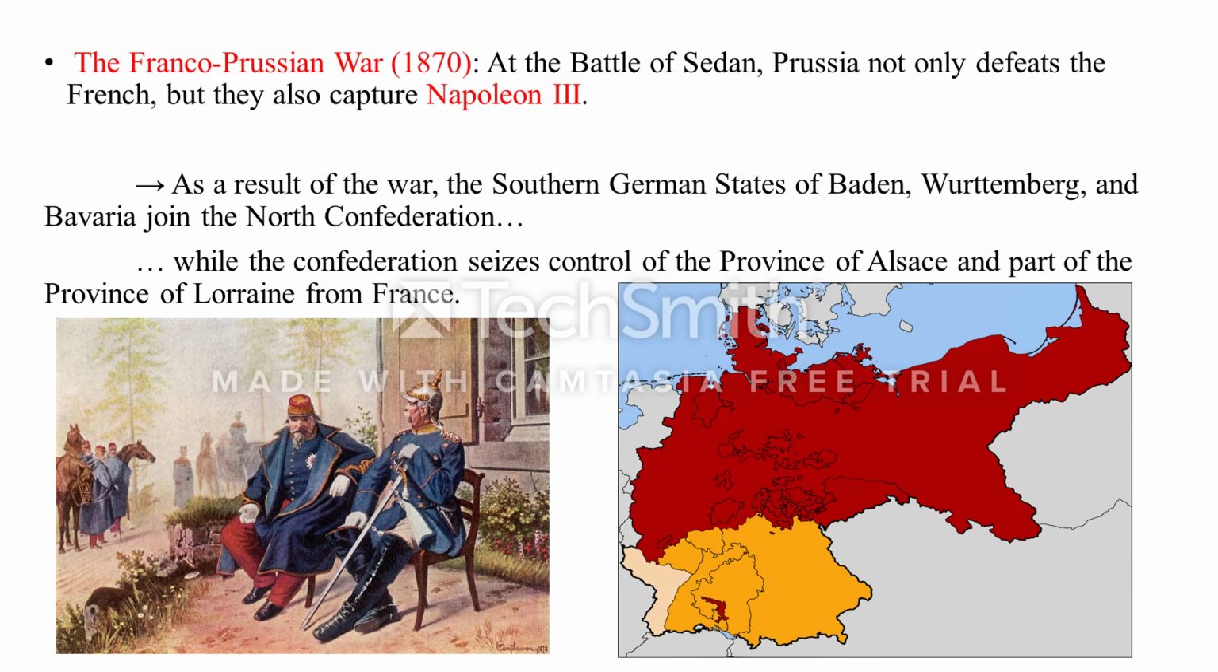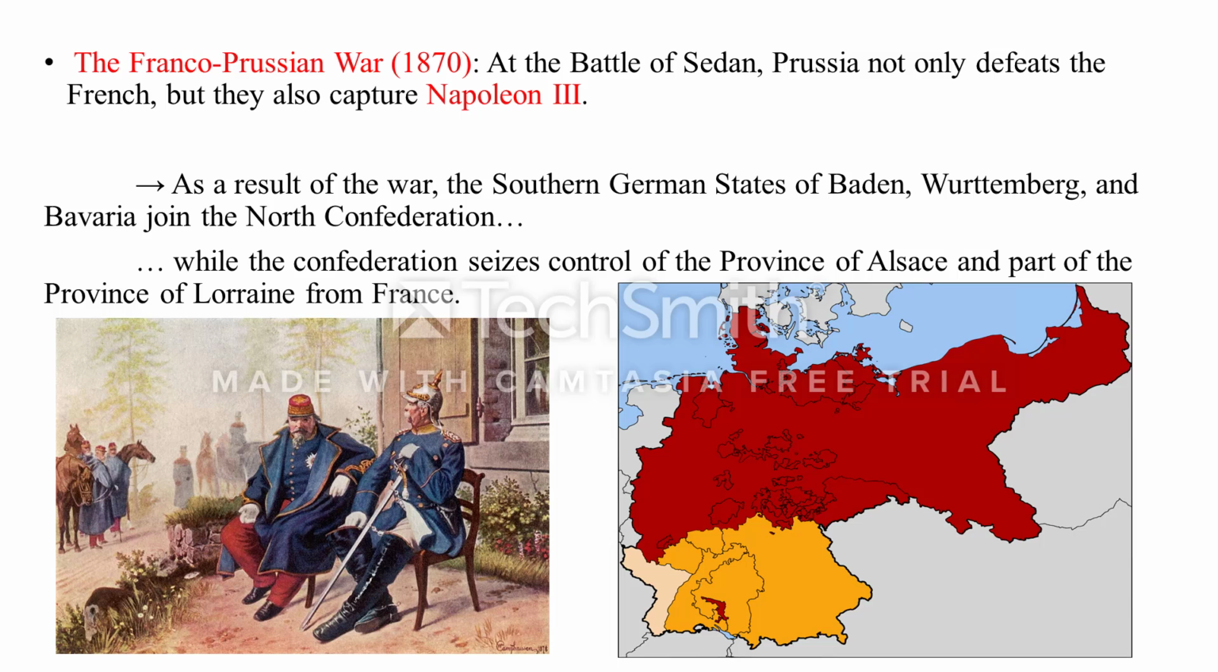After uniting the northern German states together, in 1870, Bismarck starts the Franco-Prussian War. At the Battle of Sedan, Prussia not only defeats the French, but also captures Napoleon III. As a result of the war, the southern German states of Baden, Württemberg, and Bavaria joined the North German Confederation, while the Confederation seizes control of the province of Alsace and part of the province of Lorraine from France.